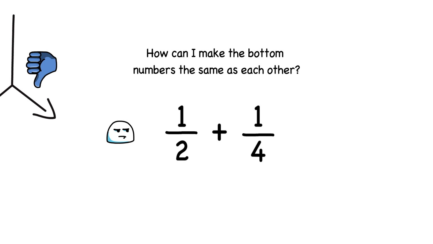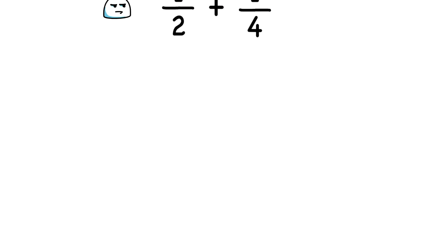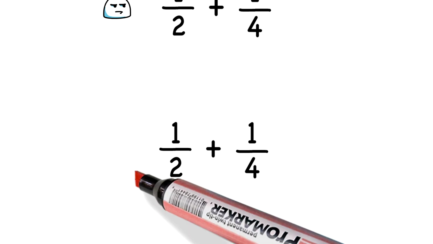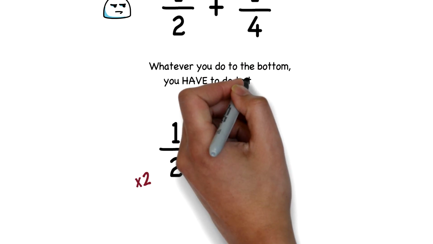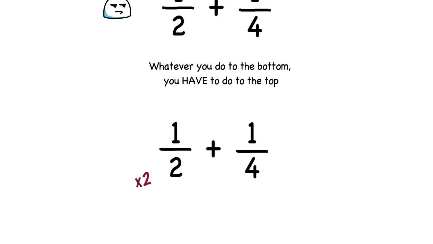A big exam tip here would be to suggest that you rewrite your fraction underneath if you're going to make any changes. To make these bottom numbers the same, we could times the 2 by 2 to make it 4. But whatever you do to the bottom, you have to do to the top, which means that we're going to times the 1 by 2 as well.